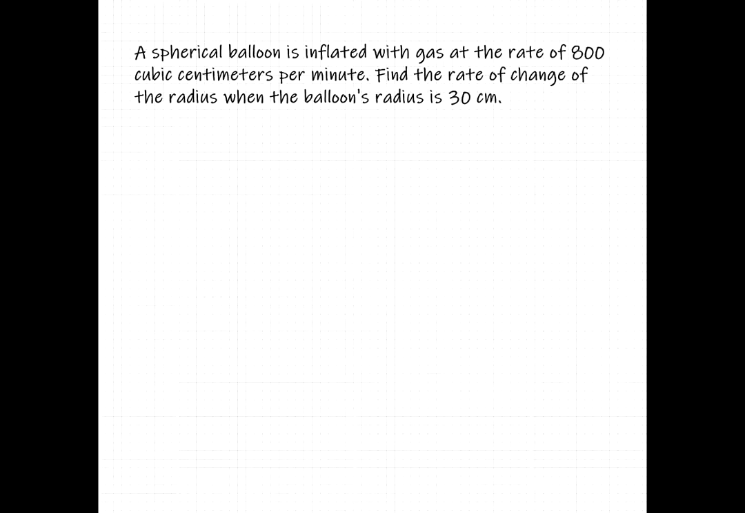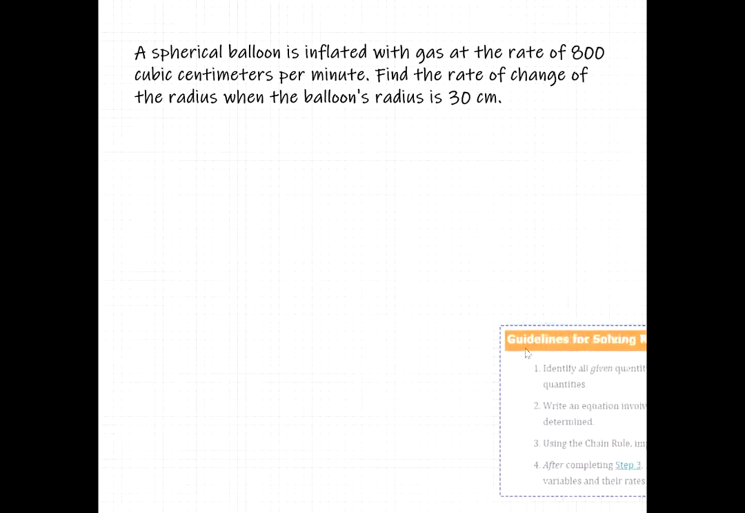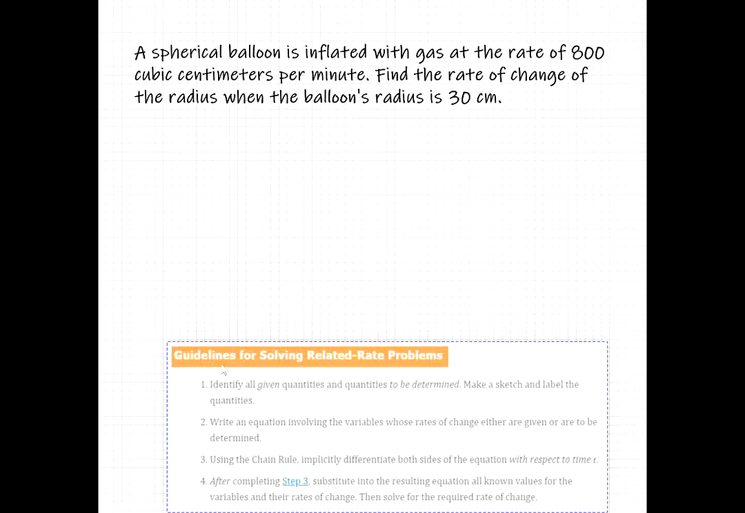Okay, so if we look at the guidelines, or the general approach to solving these related rates word problems, there's a lot of variation in terms of the specific details, but the general approach is pretty much universal. So what are we working with here? What quantities are we working with, and what rates of change do we either know or need to know?